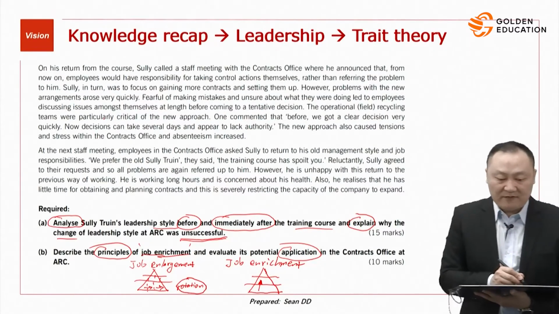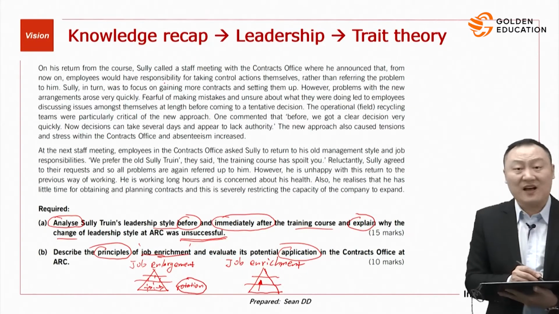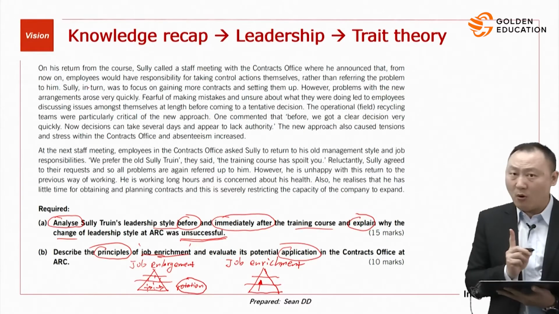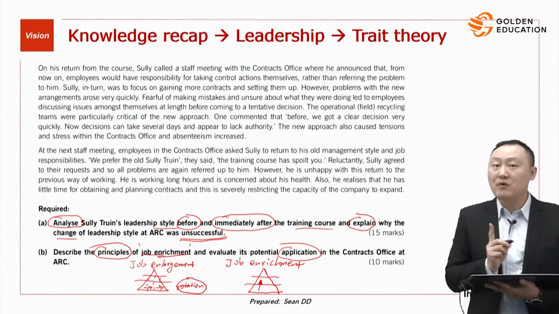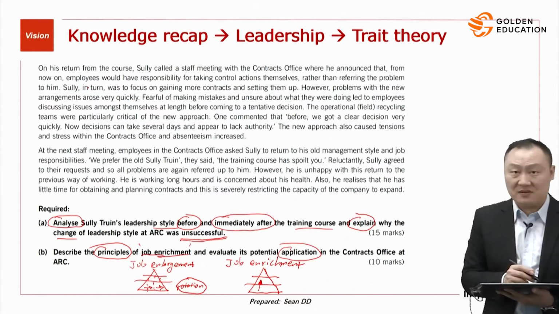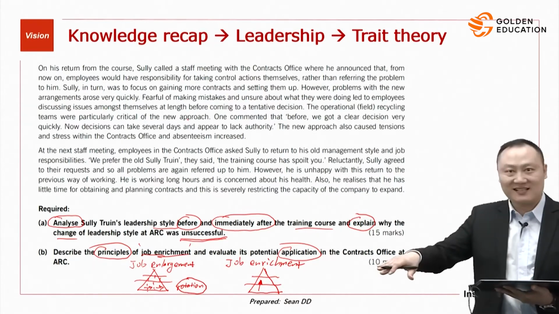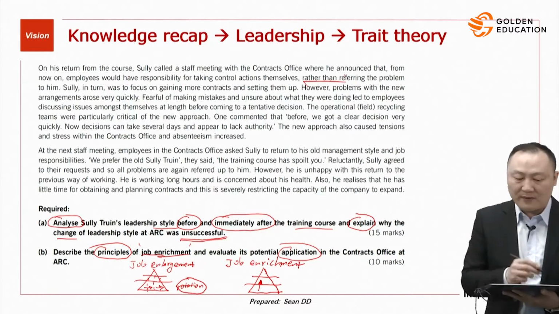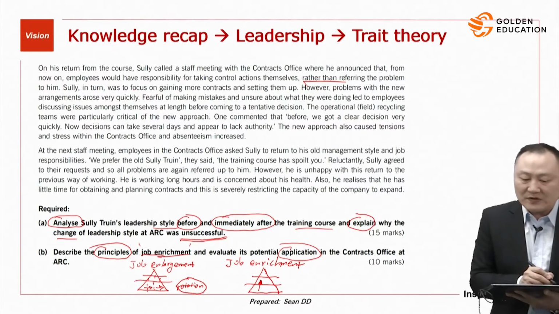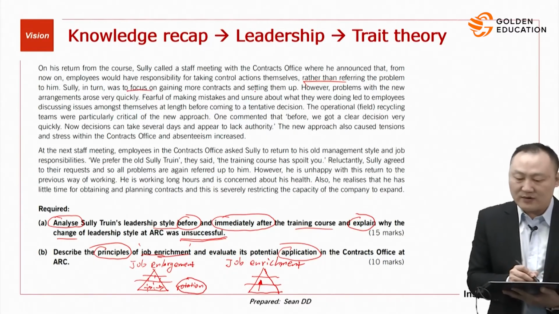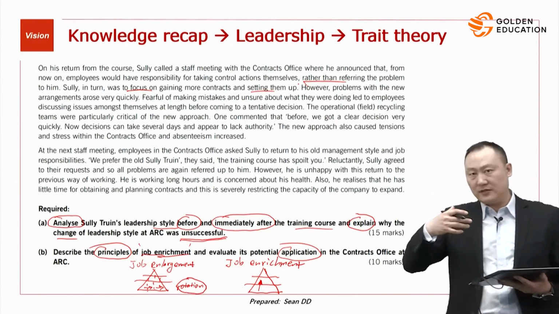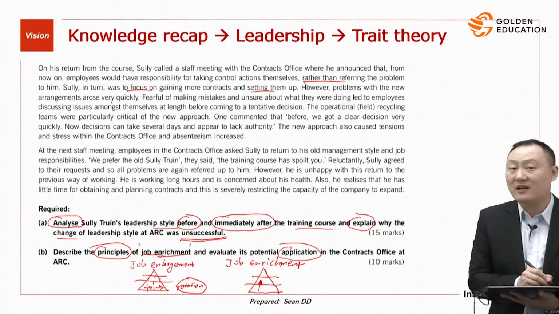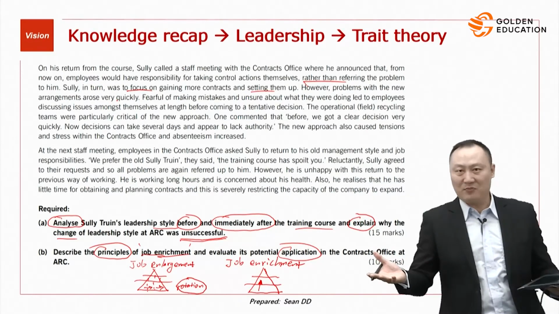And on his return from the course, Sully called a staff meeting with the contract office where he announced that from now on, employees would have responsibility for taking control actions themselves. That means I delegate, I empower you now, rather than referring the problem back to him. And Sully, in turn, was to focus on getting more contracts and setting them up. That means he was trying to totally focus on business development. However, problems with his new arrangement arose very quickly. Of course, what kind of problem will that be?